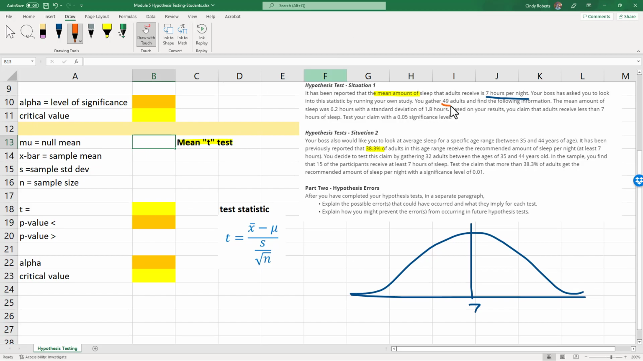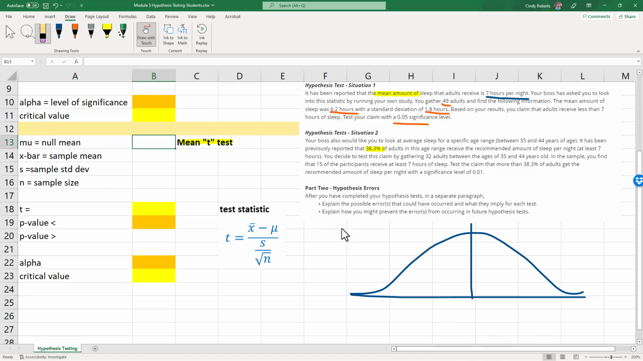You go out and you do a study where your sample size is 49, and you get 6.2 hours, and a standard deviation of 1.8. You want to check with this significance, do you believe they're really getting 7 hours?